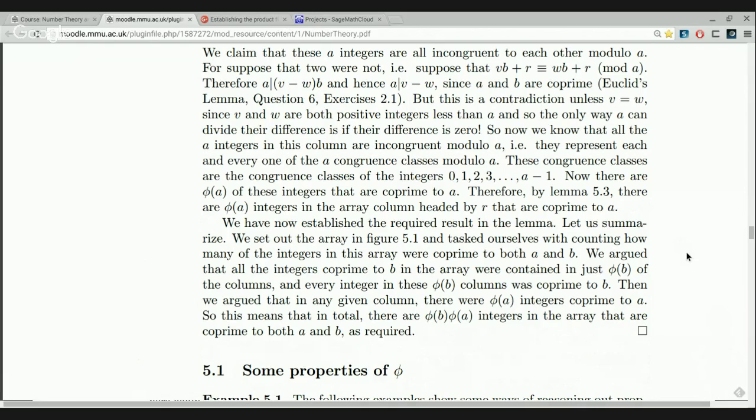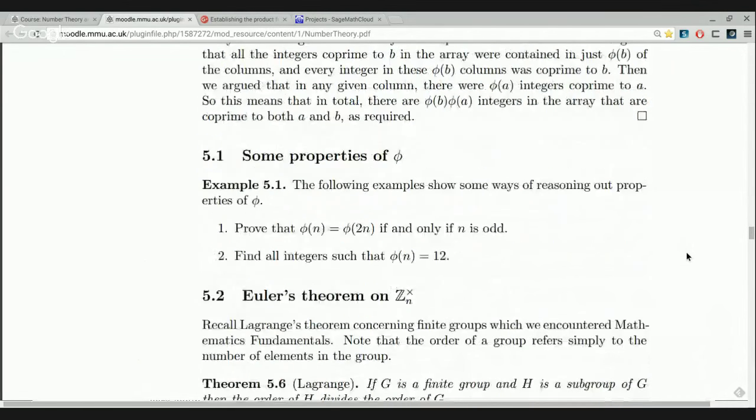Next time, we'll do an examples tutorial type class. We'll focus on these two problems here. These two problems can be proved with the aid of that product formula that we've just established. So we'll look at these and maybe some other examples of using that product formula when I see you on Friday.